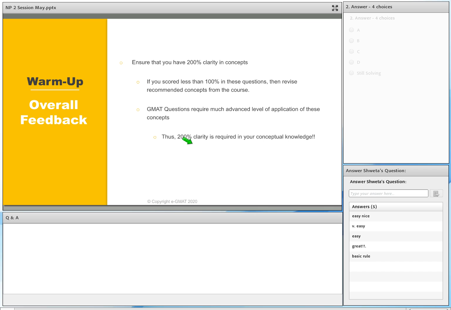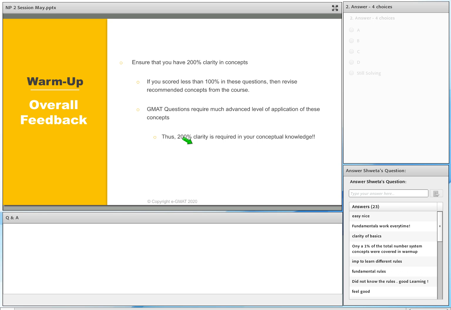What has been your biggest takeaway? Things that you did not know before the warm up and now you know them. Things that are now going to help you in questions that will come up. Fundamental rules. Don't jump steps. Yes, go with the process. I'm glad you learned that very early into this.